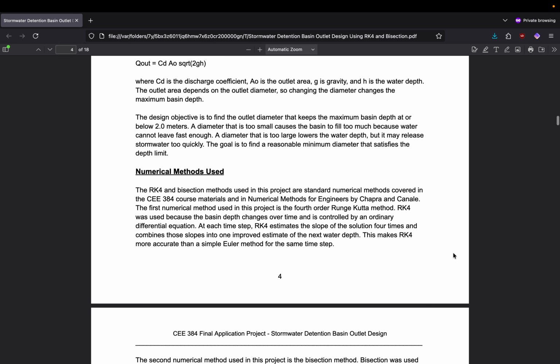The first numerical method used was RK4. RK4 was chosen because the basin depth changes continuously over time, so the problem is naturally an ordinary differential equation. At each time step, RK4 estimates the slope 4 times and combines those slopes to calculate the next water depth. This makes it more accurate than a simple Euler method, while still being reasonable to code manually in MATLAB.